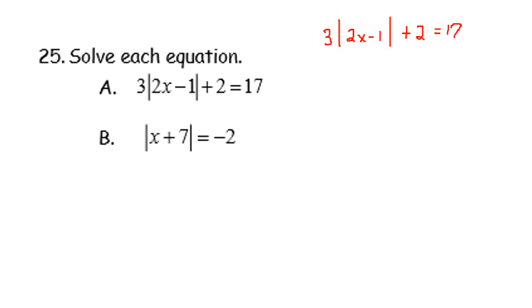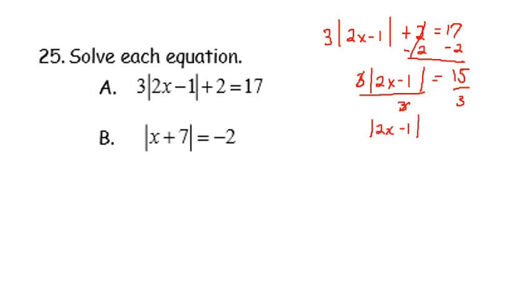value signs. So to get those absolute value signs by itself, I need to get rid of that plus 2 by subtracting 2. That gives me 3 times the absolute value of 2x minus 1 equals 15. Now get rid of that 3 by dividing by 3. And that gives me the absolute value of 2x minus 1 equals 5. Now we need to split it up into two equations. 2x minus 1 equals 5, or 2x minus 1 equals negative 5.